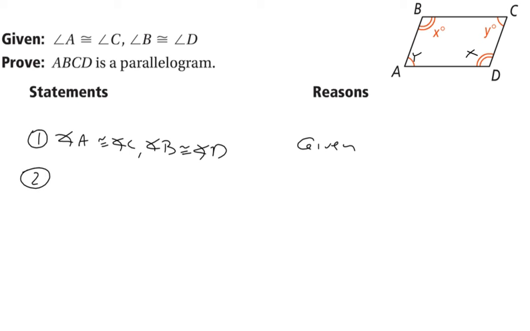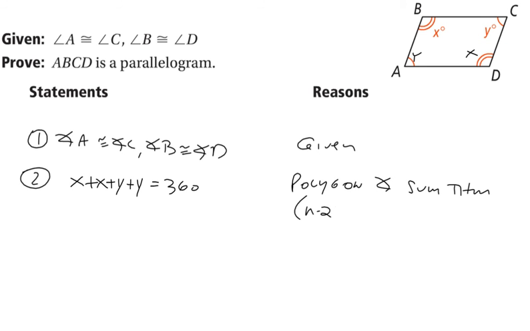Okay, so what can I say? I can say that X plus Y plus X plus Y is equal to 360. The sum of the interior angles of a quadrilateral is equal to 360. Why? I will call that the polygon angle sum theorem, which basically says n minus 2 times 180 gives you the sum of the interior angles of any polygon with n sides.